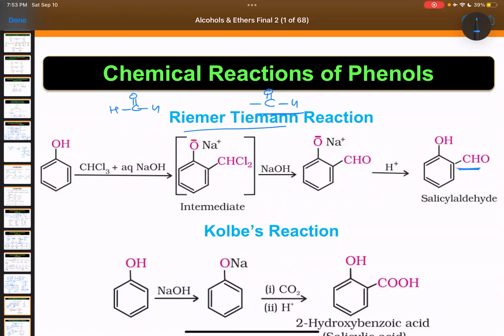Normally it occurs at the ortho position because there are two ortho positions. So ortho positions are more in number. So you need to put the formyl at the ortho position. Okay. And the product is known as salicylaldehyde. Okay, which is the phenol, and there is a CHO group, formyl group, connected at the ortho position. Okay. Clear? So, what is the IUPAC name of salicylaldehyde?